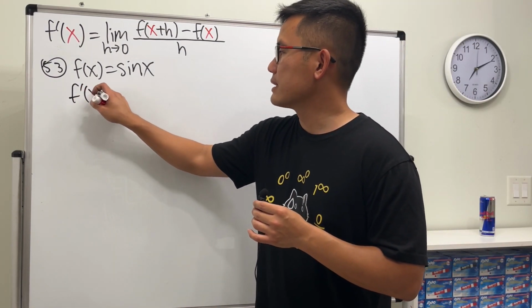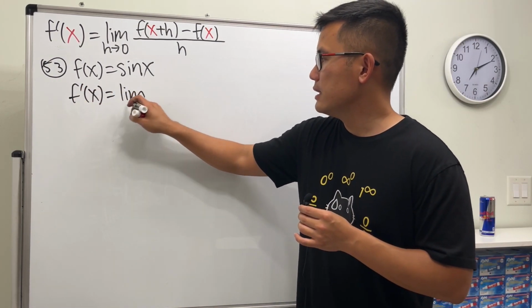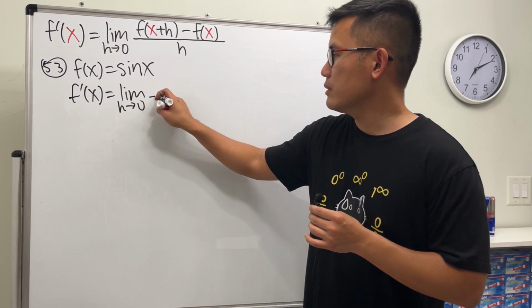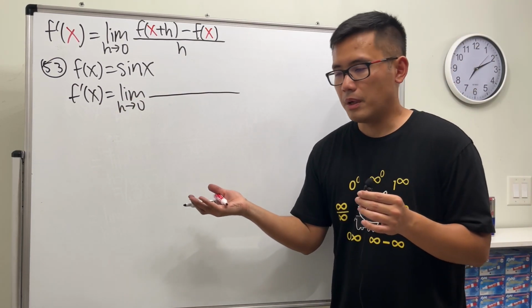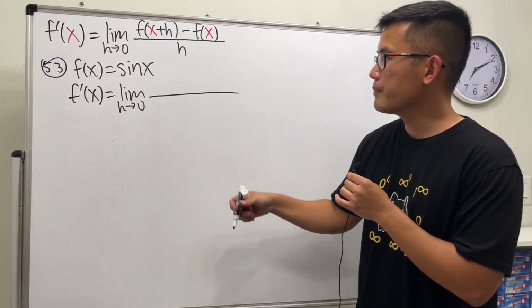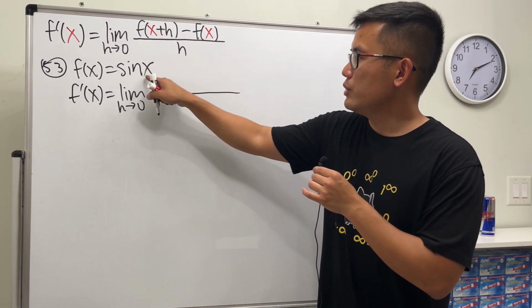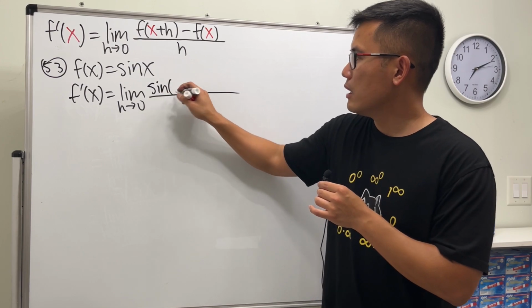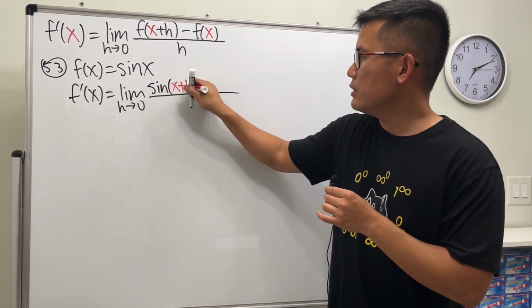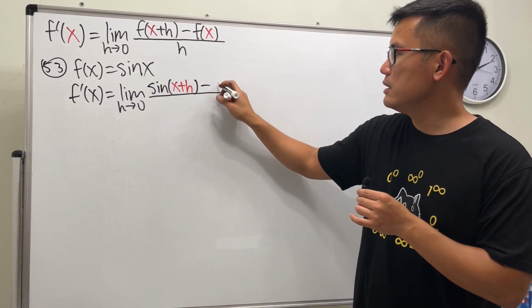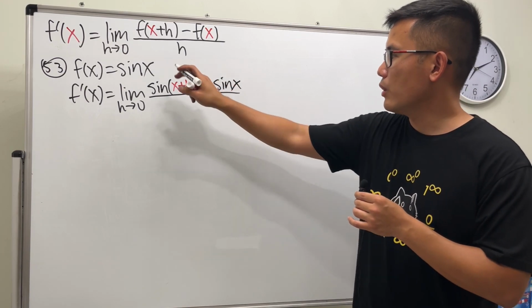F prime of x, limit as h approaching 0, right? If we cannot use the power rule, use the definition of derivative. Firstly, put the x plus h into here, so we have sine of x plus h, and then minus the original, just sine x, and then over h.